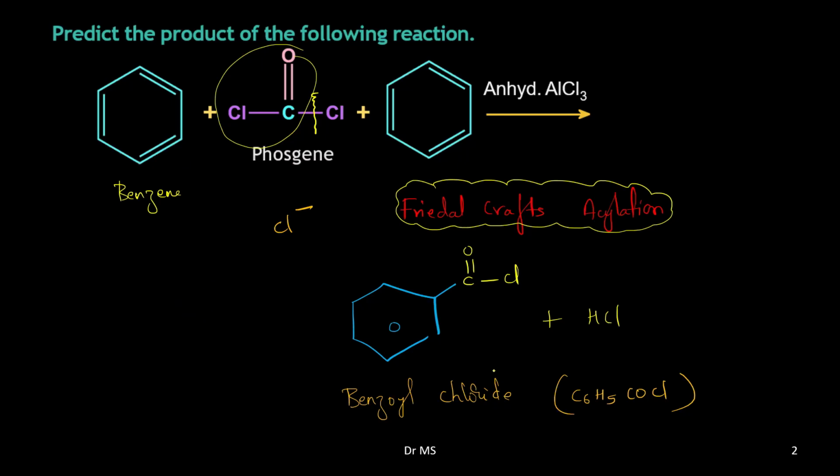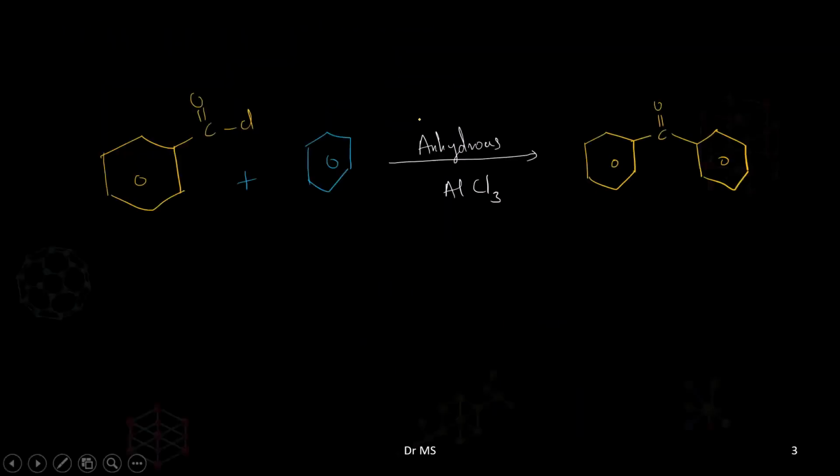And the reaction will not stop here. Wherever the benzoyl chloride is there, it will further react again with the benzene. So whatever reactant we are using here, the benzene, this benzoyl chloride will again react in the presence of anhydrous aluminum chloride. And finally, it will form a, what is this? What functional group is this? R, C double bond O, R dash.